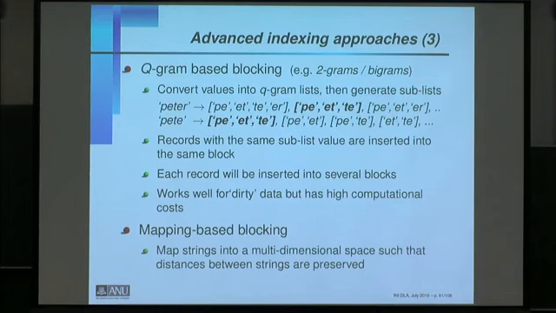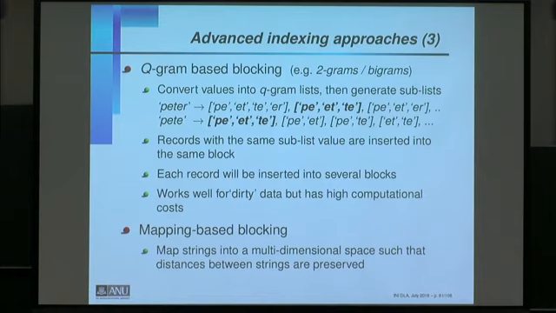Another technique which we did a bit of work on earlier is, again, using Q-grams. For certain data sets where the values are very messy, where we don't really have a clear high-quality blocking key, we came up with the idea of using Q-grams again. We generate Q-grams from our records or from our values. We then generate subsets of these Q-grams, and if certain subsets are the same, then we insert records into the same block.